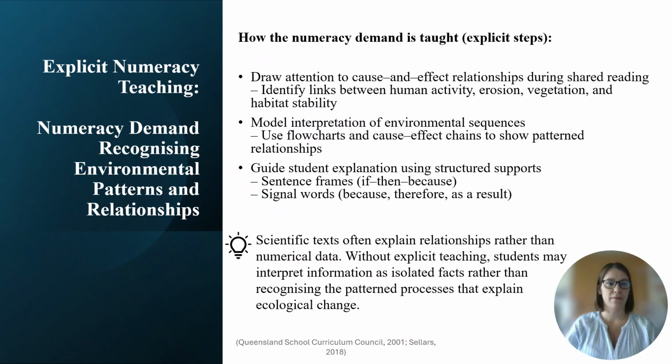One key numeracy demand in the platypus text is recognizing environmental patterns and relationships within ecological systems. I teach this explicitly by drawing students' attention to cause and effect links embedded in the text. During shared reading, I model how human activity leads to erosion, erosion affects vegetation, and vegetation loss impacts platypus burrow stability, using flowcharts and cause and effect chains to make these relationships visible.